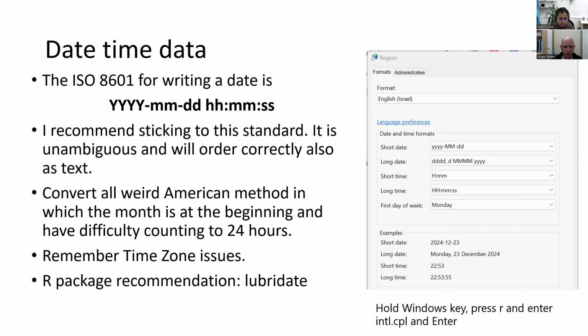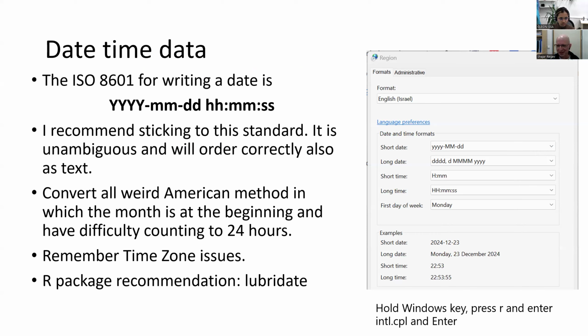My suggestion is always to convert the date to ISO. ISO is International Standard Organization, ISO 8601, which the format is 4 digits for the year, dash, 2 digits for the month, dash, 2 digits for the day, and then the hour, minute, and seconds. I recommend sticking to this standard. It's unambiguous, and it will order correctly also as text, if the year and the months and dates.